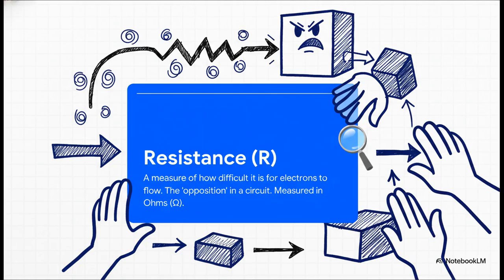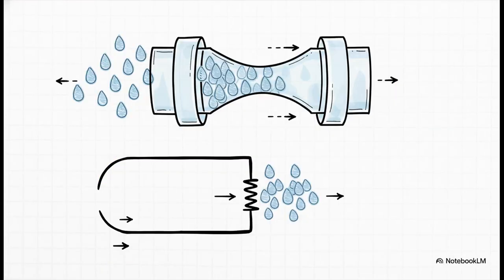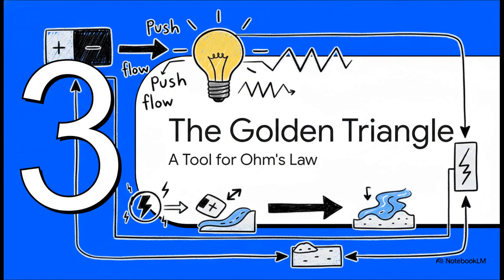And finally, that brings us to resistance. The name kind of gives it away, right? It's a measure of how much a material fights back or opposes that flow of electrons. It's the circuit's way of putting on the brakes. Back in our water pipe world, resistance is like pinching the hose. It's a narrowing in the pipe. The more you squeeze it, the harder it is for that water to get through. That opposition, that's resistance. So, we've got the push, which is voltage, we've got the flow, which is current, and we have the opposition, which is resistance.